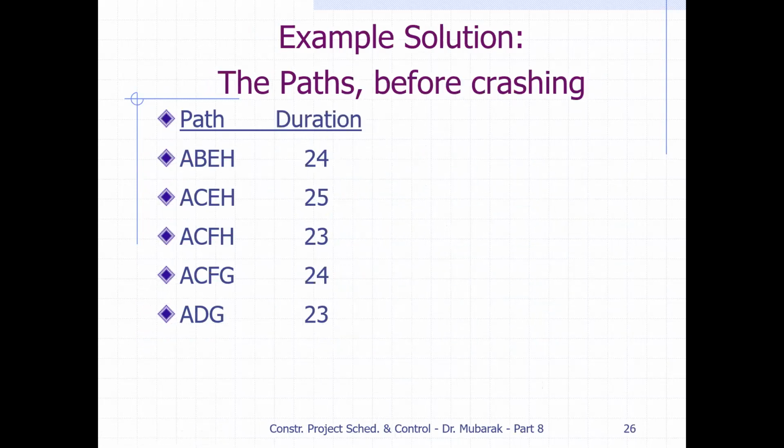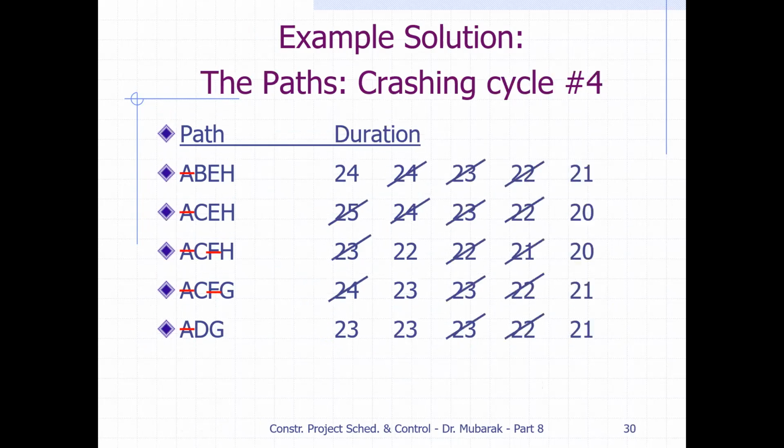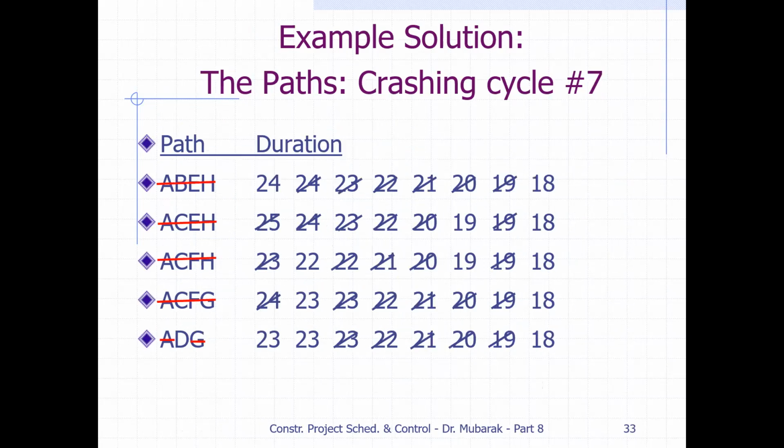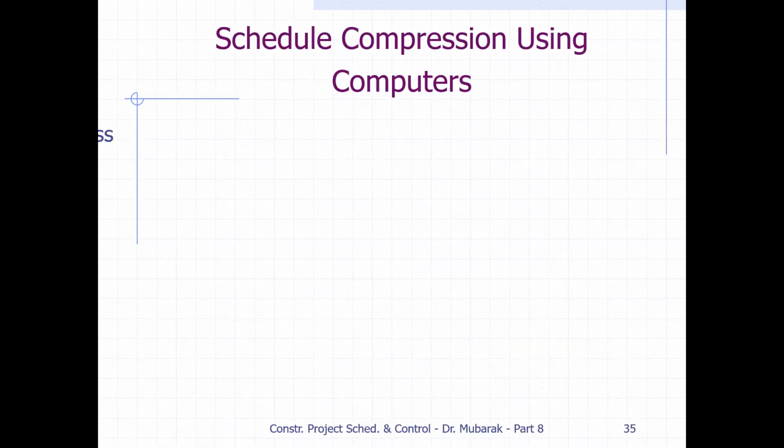This is your duration before crashing. This is cycle number 1, cycle number 2, cycle number 3, and cycle number 4, 5, 6, 7. Here this is cycle number 0, then 1, 2, 3, 4, 5, 6, and 7. But in your exam you can stop when you are able to find the optimum time and the least cost. With this, we are going to move next.